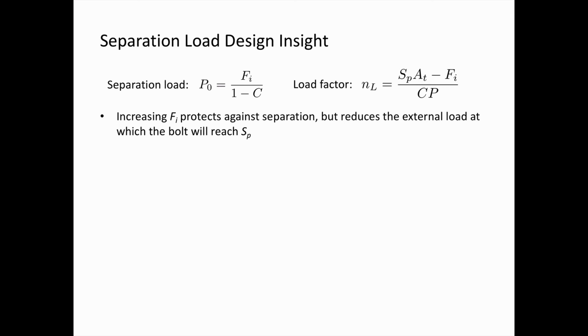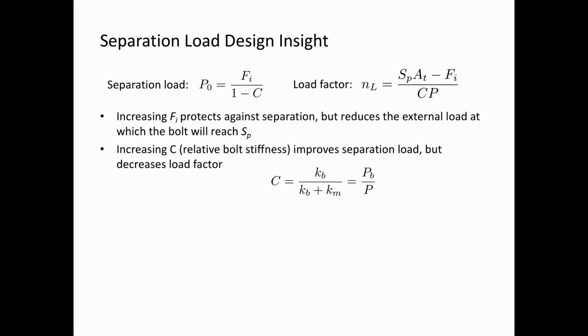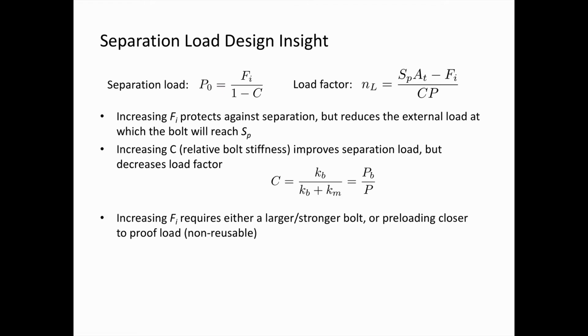So it's good for separation, but not good at protecting against yield. Let's have a look at the effect of changing C, the stiffness coefficient, on both of these performance metrics. If we increase C, or in other words, increase the relative bolt stiffness, this is going to improve the separation load, but it's going to decrease the load factor.